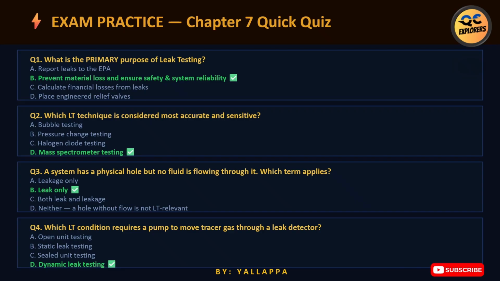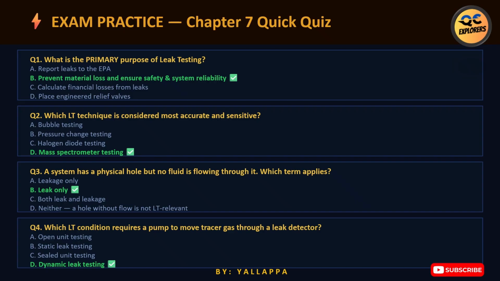Question number 2. Which leak testing method is generally considered the most accurate and sensitive? A. Bubble testing. B. Pressure change testing. C. Halogen diode testing. D. Mass spectrometer testing. Pause and think. The answer is D. Mass spectrometer testing. This technique uses helium tracer gas and provides extremely high sensitivity.